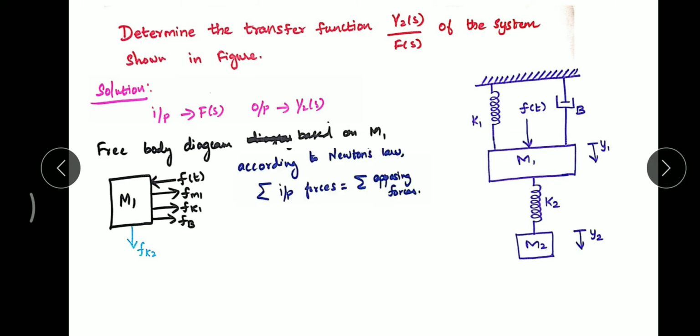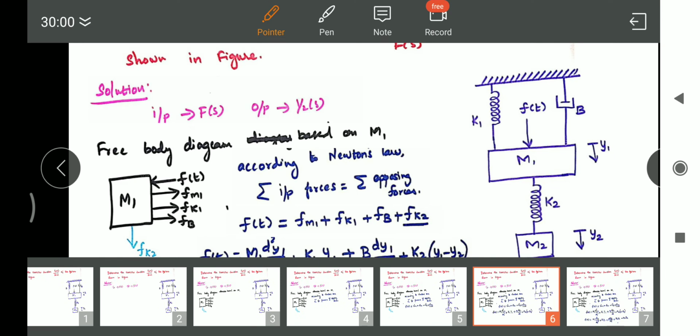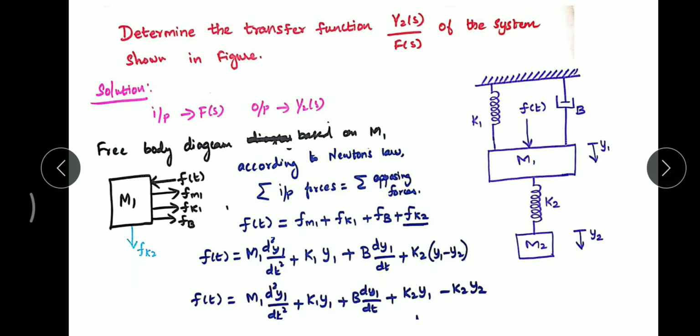Now this is the first step in our problem, and we need to create the differential equation. We need to write the differential equation by applying Newton's law of motion. So sum of applied forces is equal to sum of opposing forces. In this particular node we have applied force f of t and opposing forces such as fm1, fk1, fb and fk2, and this is the equation. The differential equation. We need to substitute the value of fm, fk, fb in this equation. We will get this equation. Fm means m1 into d square y1 by dt square.